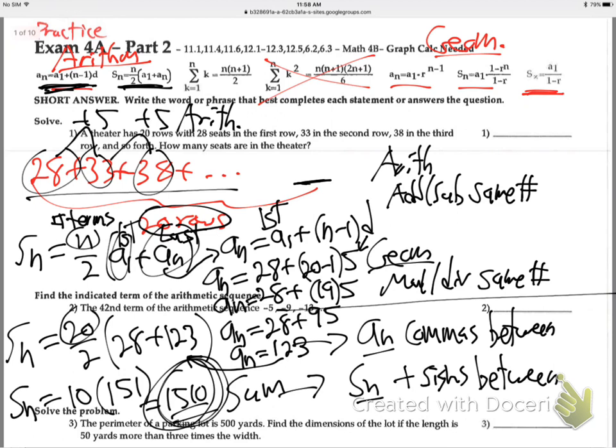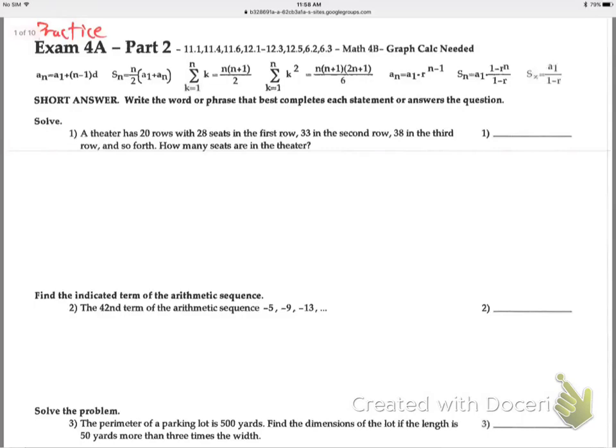1510, total number of terms. All right. I'm going to move on. If you didn't get it, it'll be on the YouTube right after class. Number 2, 42nd term of this. So figure out which formula to use.